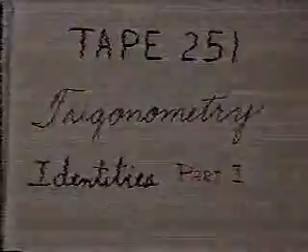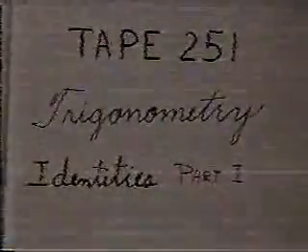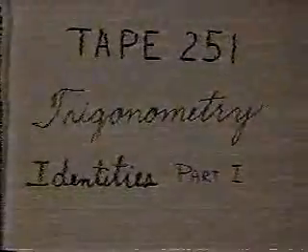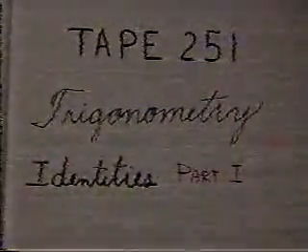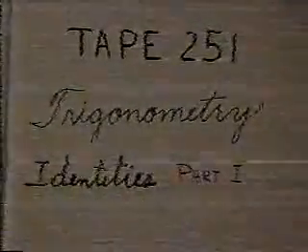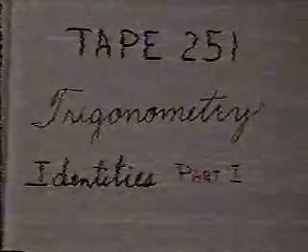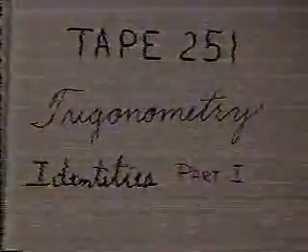All right, take 251 is the first part of two parts of identities. Now this first part is really going to be mostly what identities are and the concept of using the identities. We'll simplify a few expressions using identities. And then part two will be working several of the problems that you see in textbooks. So let's start with part one then and the concept of what identities are.